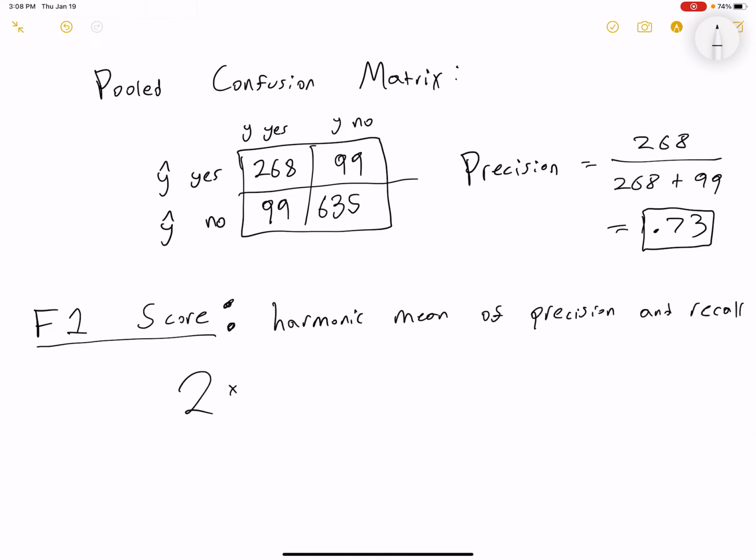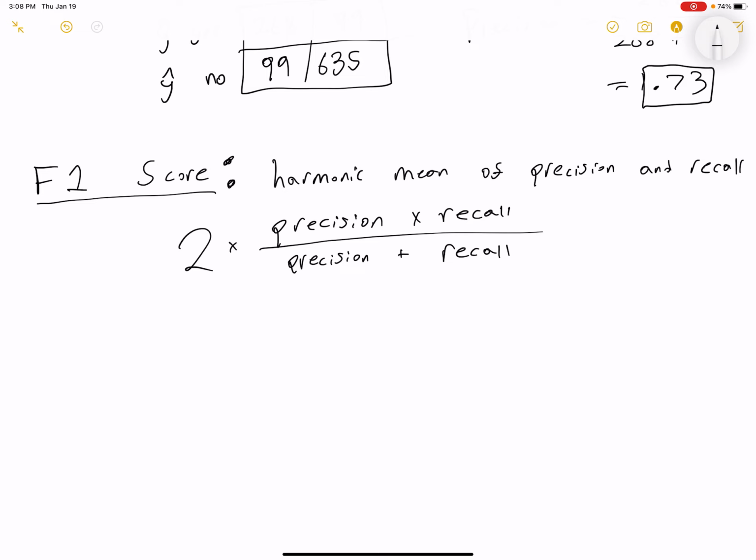So 2 times precision times recall divided by precision plus recall. And the reason people like to use this is that it penalizes extreme values. So for example, if you're trying to calculate the F1 score where precision is 0 and recall is 100, F1 score is going to be 0. If you have a situation where precision is 90 and recall is 10, it's not going to be the average, but it's going to be closer to 20% using harmonic mean.